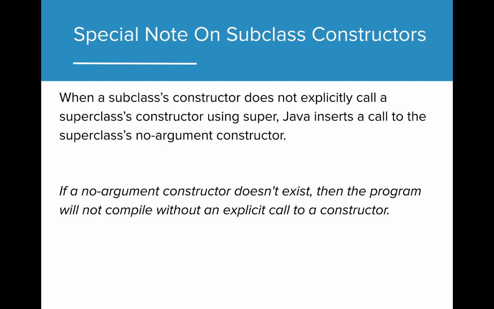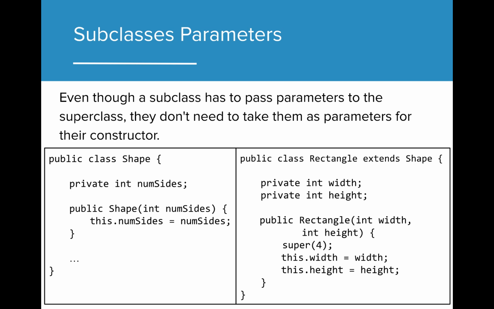If a subclass doesn't explicitly call a superclass constructor using the keyword super, Java inserts a call to the superclass's noArgument constructor. If a noArgument constructor doesn't exist, then the program will not compile. In other words, one way or another, your subclass needs to be able to correctly create a superclass object. Let's look at a few examples.